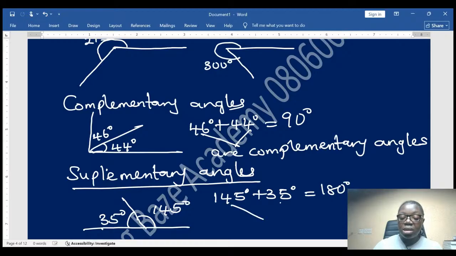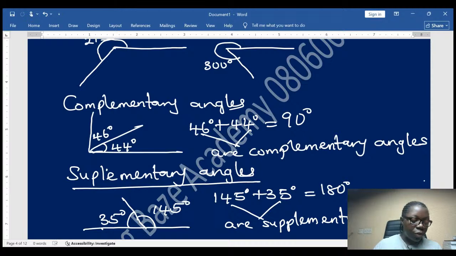It means that 145 and 35 degrees are supplementary angles. So supplementary angles are angles that sum up to 180 degrees.